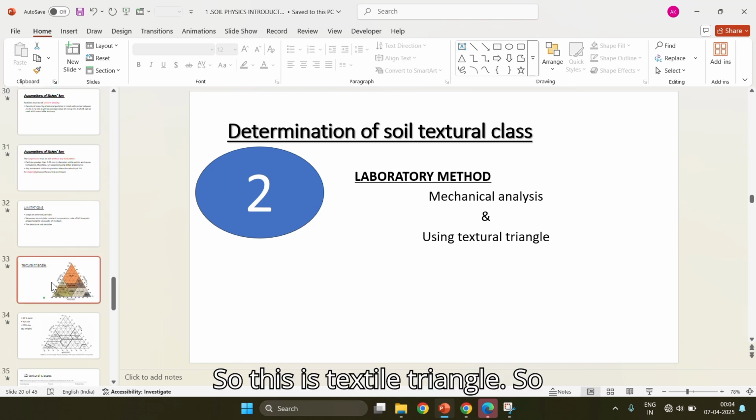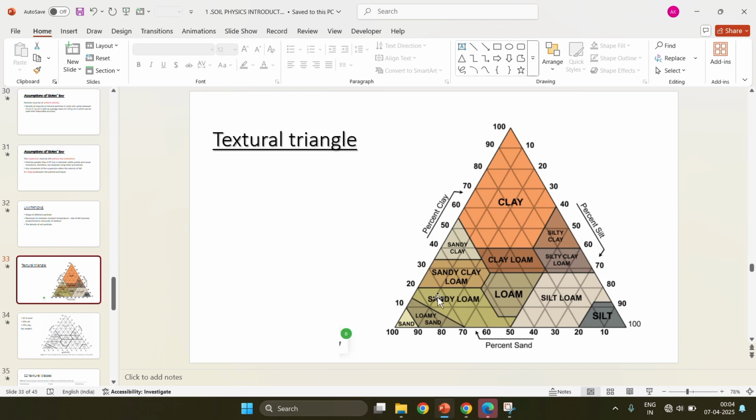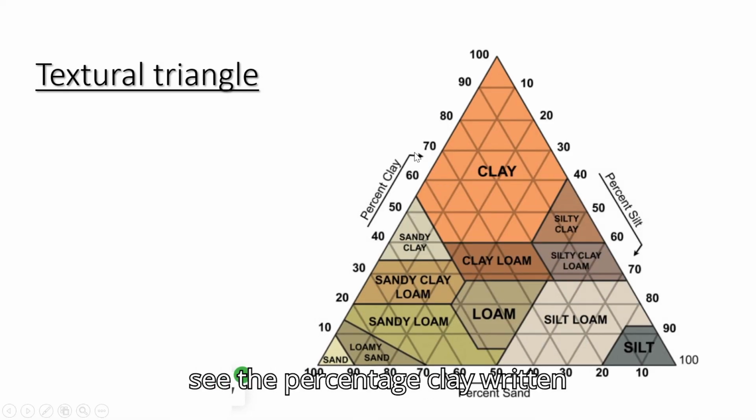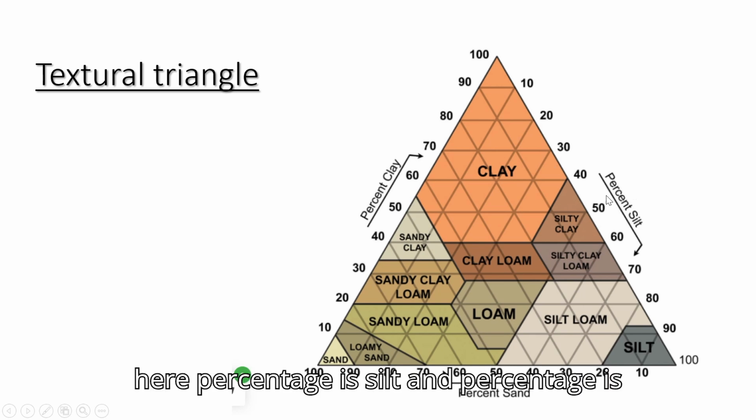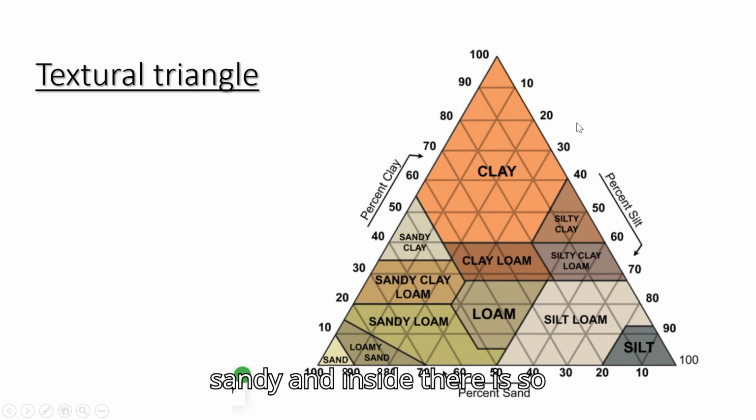So this is the textural triangle. You can see the percentage of clay written here, percentage of silt and percentage of sand, and inside there are so many columns or shapes, and it is written clay, loam, silt, etc.